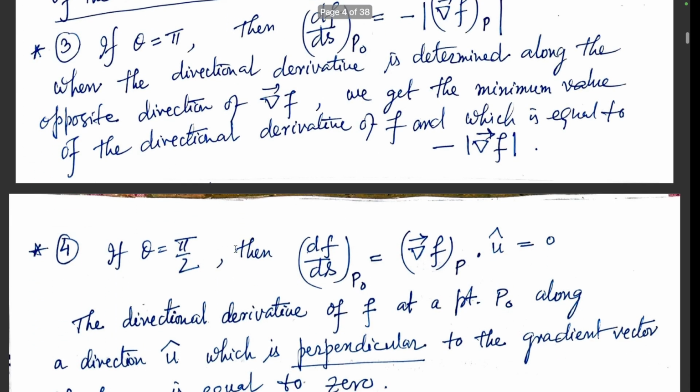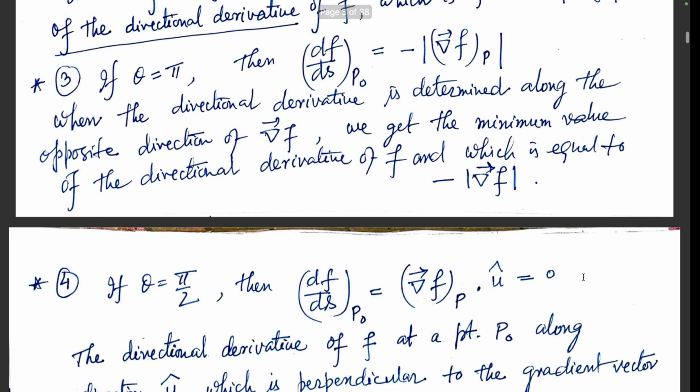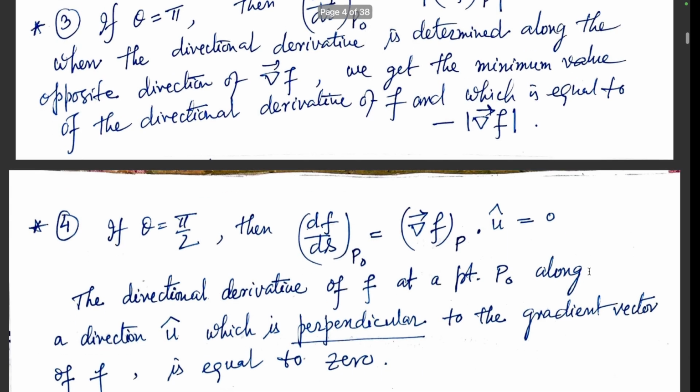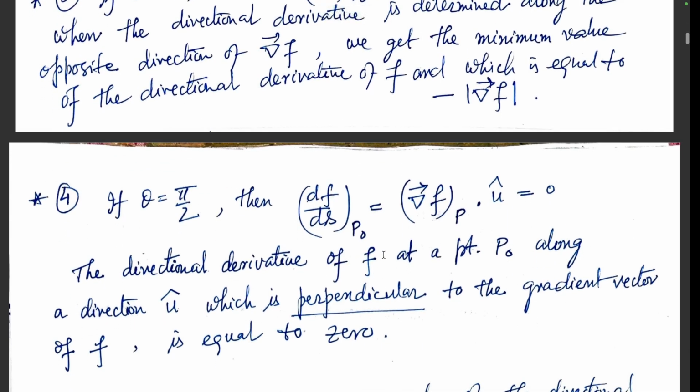Remark 4: if theta equal to pi by 2, then the directional derivative df ds at the point p0 equal to grad f at the point p0 dot u cap. This is equal to 0 because cos pi by 2 equal to 0. So the directional derivative of the function f at the point p0 along the direction u cap, which is perpendicular to the gradient vector of f, is equal to 0.